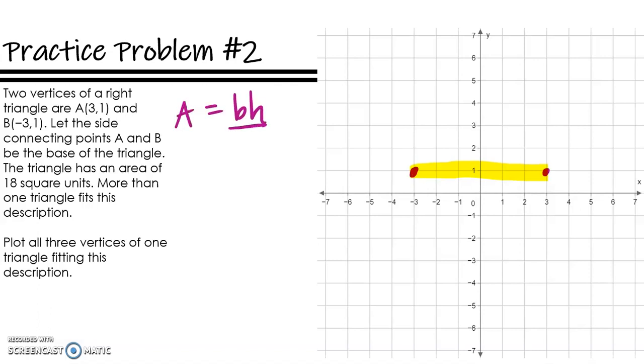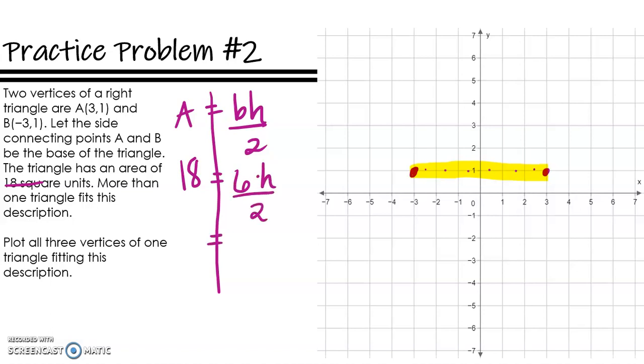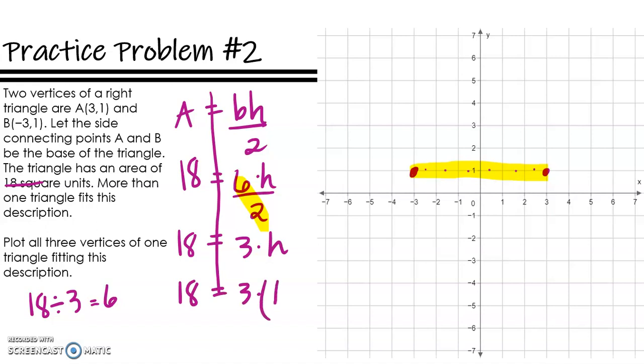So I know two of my dimensions, therefore I can solve for the third. I know that the area is 18, and I know that my base is 1, 2, 3, 4, 5, 6 units. So I just need to find the height. Remember, when solving for missing dimensions, we simplify what we can. 6 divided by 2 is 3. And then I think about the related equation. The related equation that's going to help me solve this is 18 divided by 3, and I know that that's 6. Therefore, my height has to be 6.